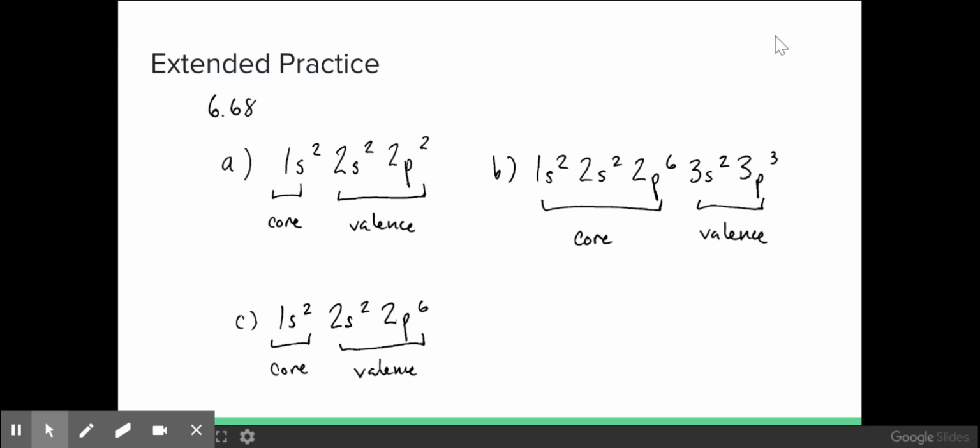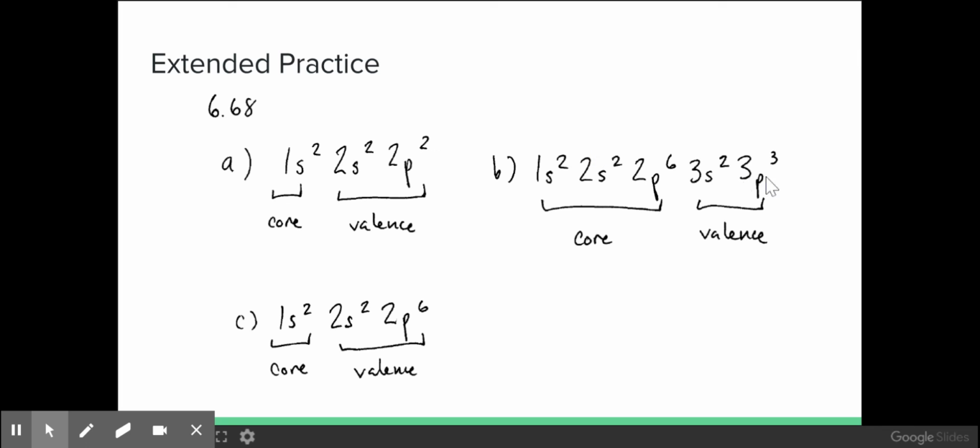So for 6.68, we're determining the number of core versus valence electrons. So for our first element, anything that has a principal quantum number that is lower than the valence shell is a core electron. So my 1s2 electrons are core electrons. Everything that has a 2 next to it is a valence electron. All of my electrons that are in the sphere-shaped orbitals and the dumbbell-shaped orbitals are all valence electrons.